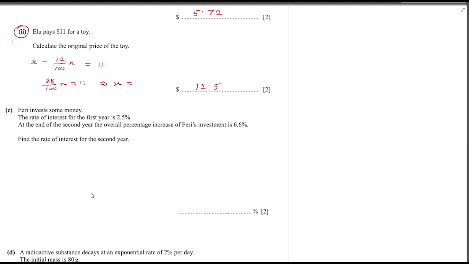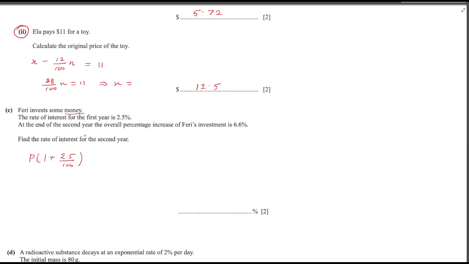At the end of the second year, the overall percentage increase for the Ferry investment is 6.6. So I have to find out the rate of interest for the second year. Now I don't know what the rate of interest for the second year is, but one thing I know: suppose my initial money is P. For the first year, I will increase it by 2.5%, so 2.5 divided by 100. This is going to be my value of investment at the end of 1 year.